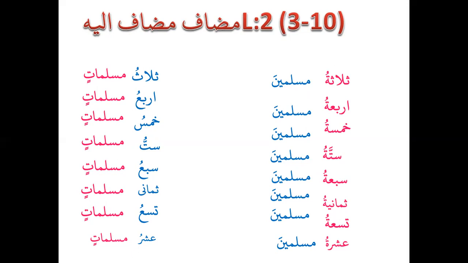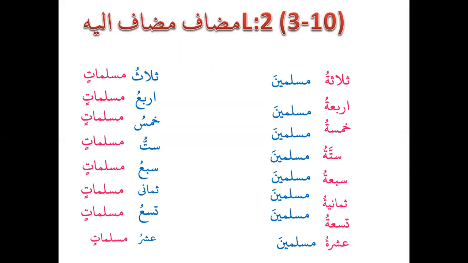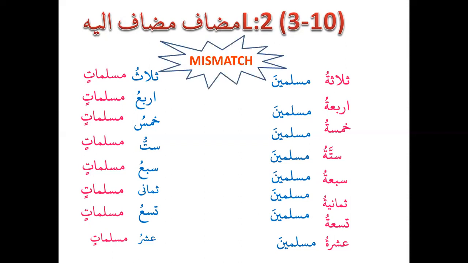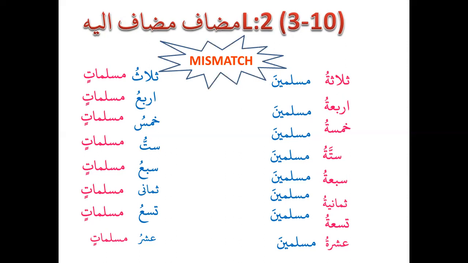So now, is it a match or a mismatch? 3 to 10. It's a mismatch. Remember, 3 to 10. So 1 to 2 was a match. 3 to 10 is a mismatch. And this is something which will carry on across the grid. Don't worry. Okay, let's practice now.